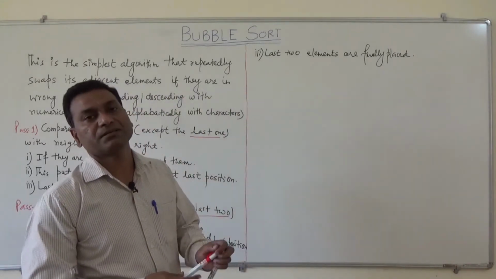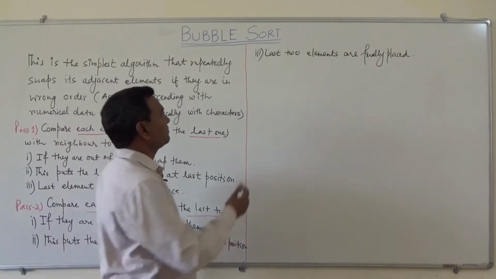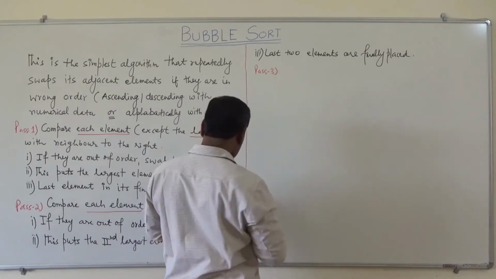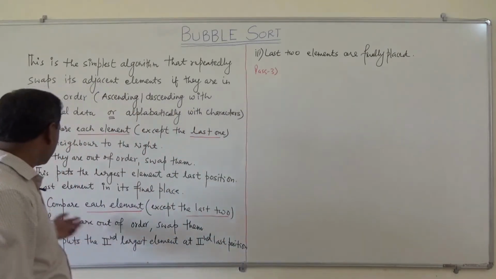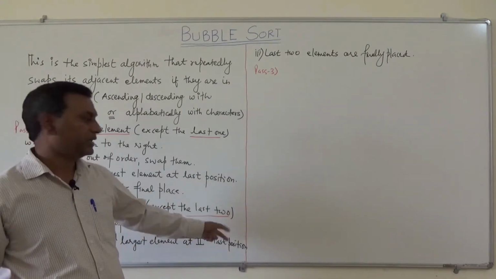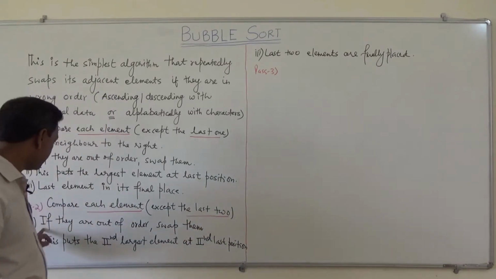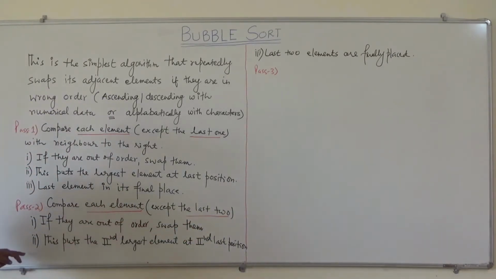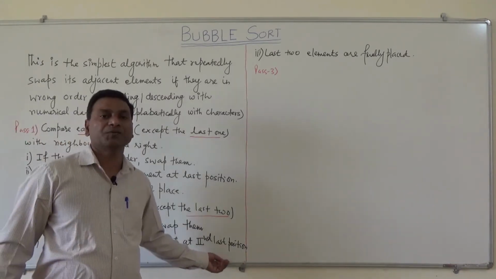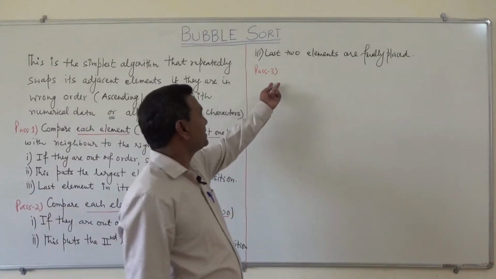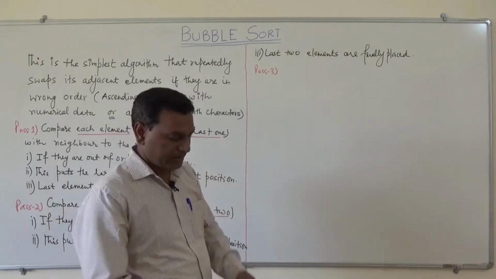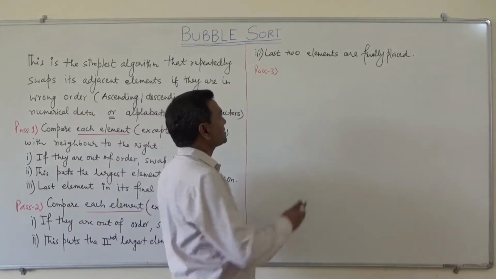Pass 3 will be similar to pass 2 with a few changes. In pass 3, compare each element except the last 3, and if they are out of order, swap them. This will put the third largest element at the third last position, and it means the last 3 elements are finally placed. So this is pass 3.